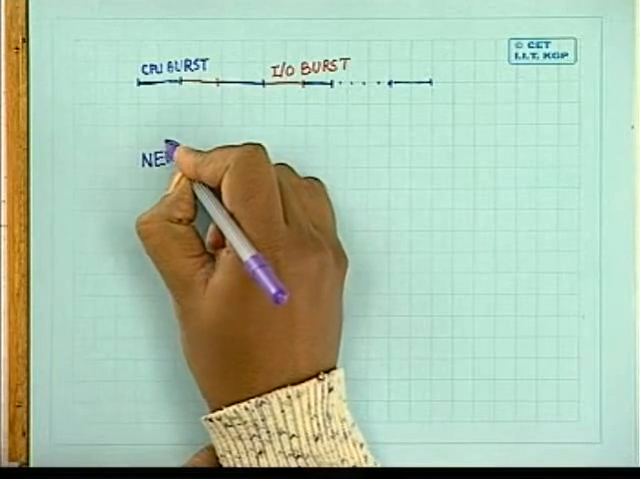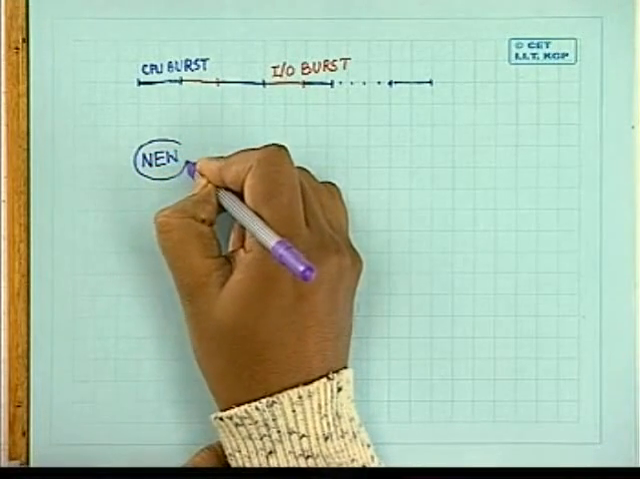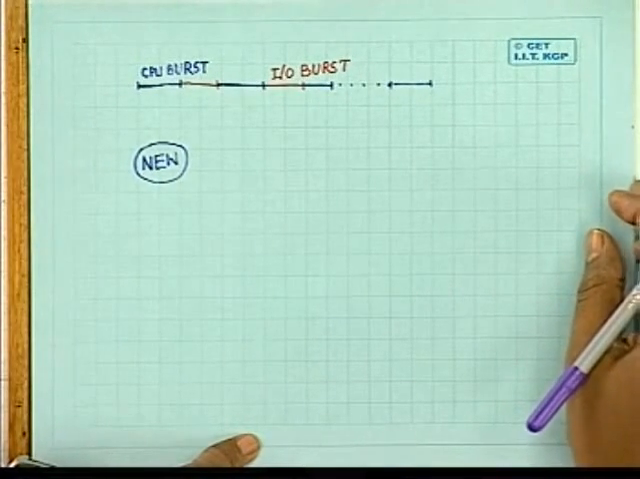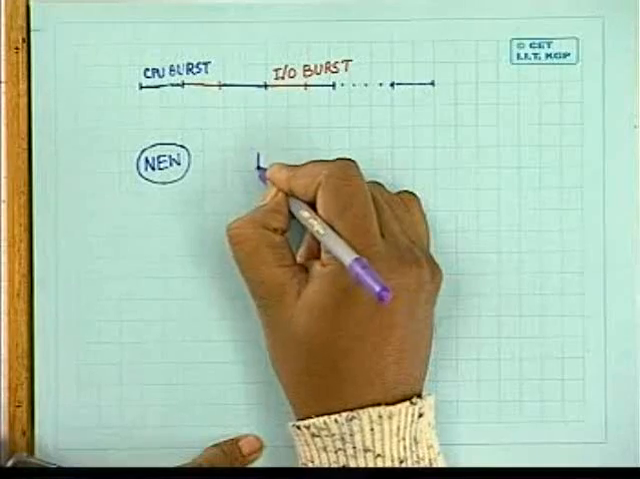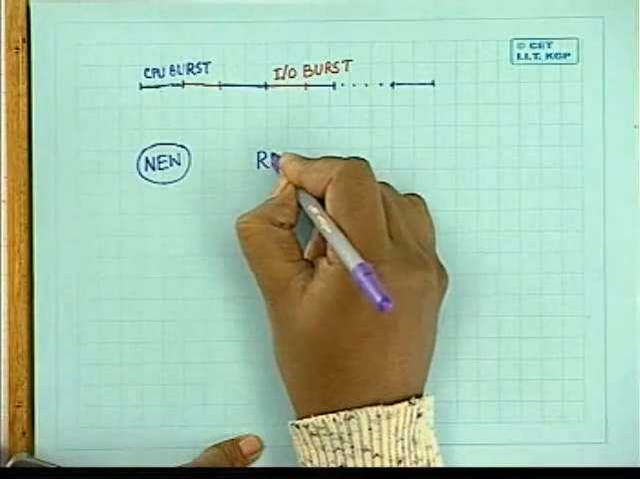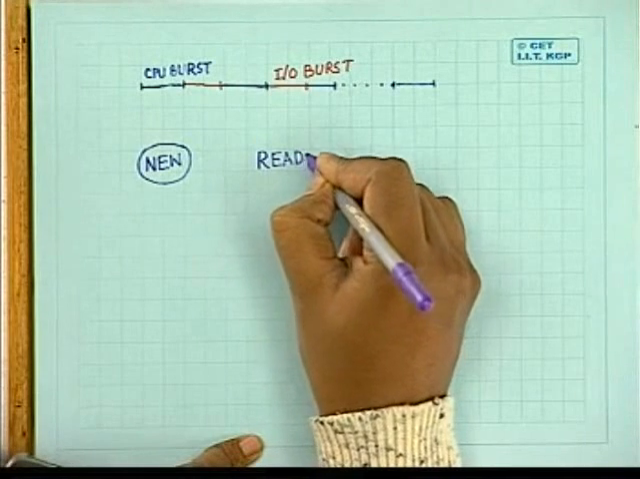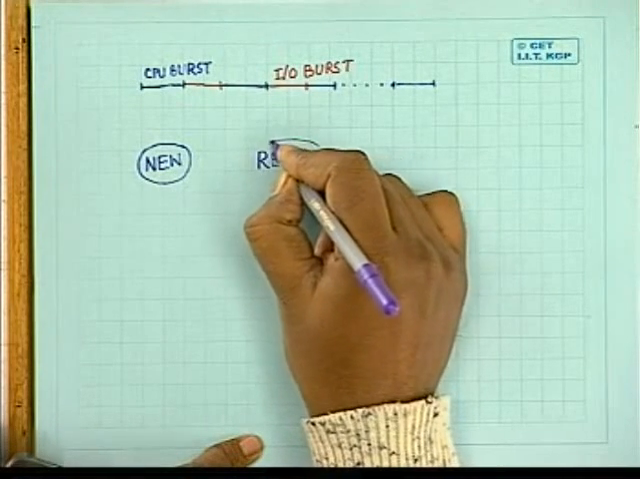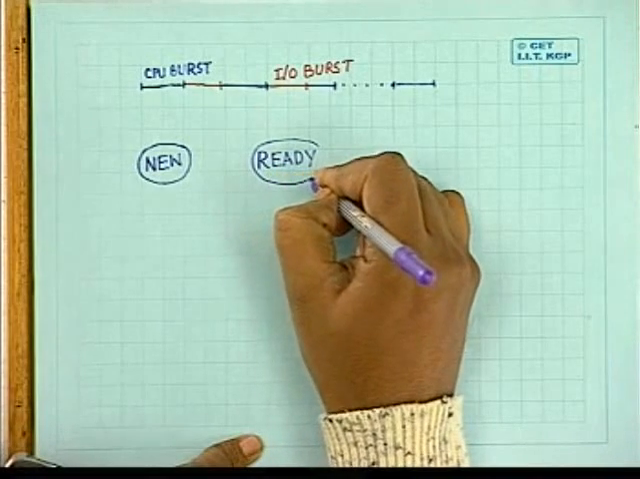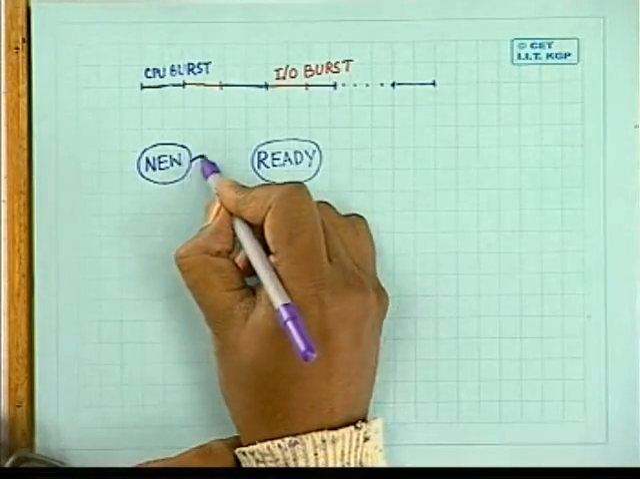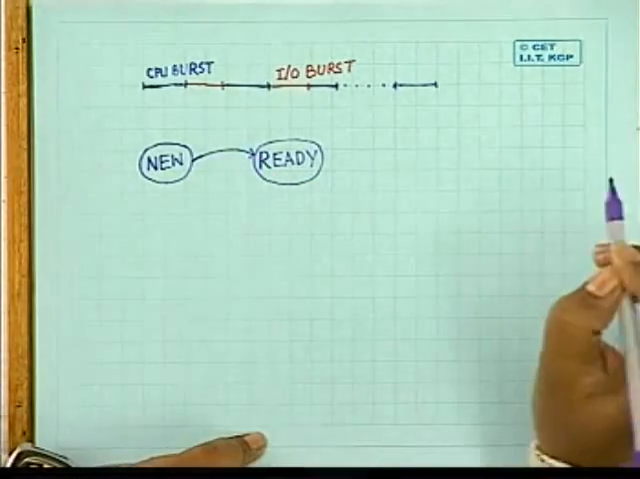Or the process enters a state which is called a new state. Then from the new state, when the program is loaded in the main memory and it is ready for execution, we say that the process enters into a ready state. This just says that the process is now ready for execution, but it does not say that it is being executed by the CPU. The only thing is, the process has moved from new state to ready state.